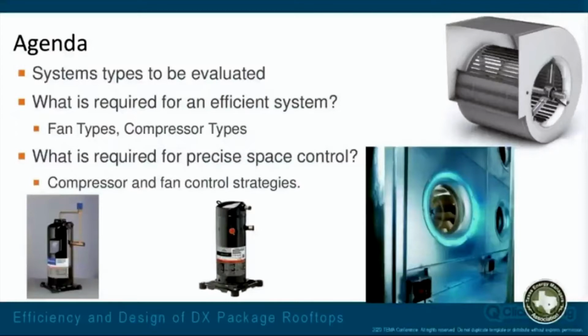We're going to start off with the agenda today. We're going to first talk about a few of the different systems that will be evaluated. From there, we're going to investigate what's required for an efficient system. We're going to look at some different fan types, some different compressor types, and then finally we're going to wrap up with what's required for precise space control. And we're going to look at both compressor and fan control strategies in order to minimize energy use and provide maximum occupant comfort.